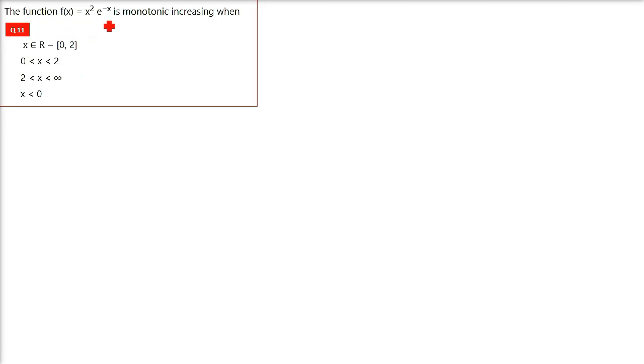The function f(x) equals x square e raised to minus x is monotonically increasing when, so when it is greater than or equal to 0, what will be greater than or equal to 0? Tell me, what is greater than or equal to 0? It is f dash x. That is the differentiation.